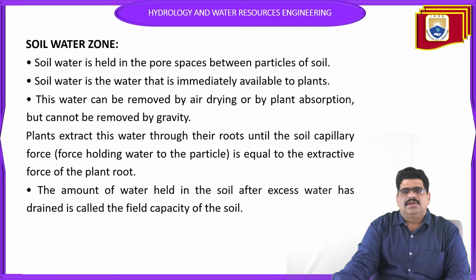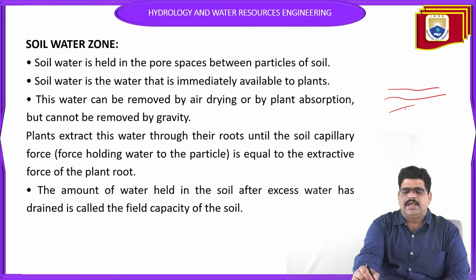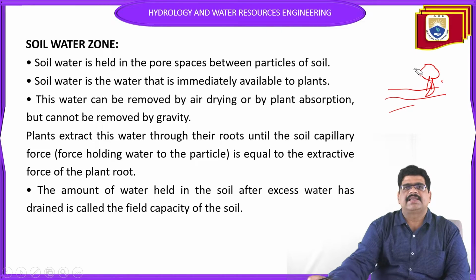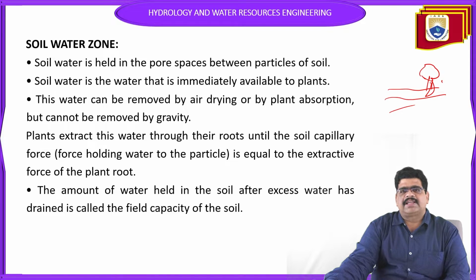Soil water zone. In the soil water zone, there are porous spaces between the particles of the soil. The soil water is water that is immediately available to the plants. Due to capillary action, the top layer of water can be absorbed by the plants immediately. That is called the soil water zone. The water can be removed by air drying or plant absorption. It cannot be removed by gravity.